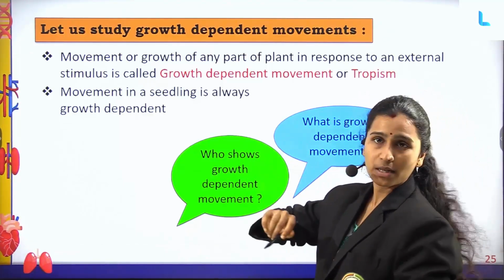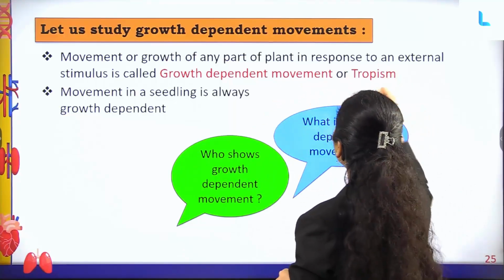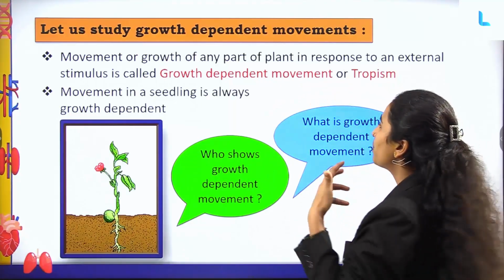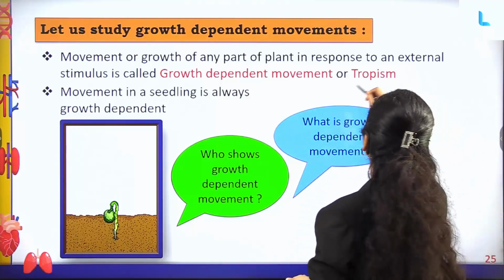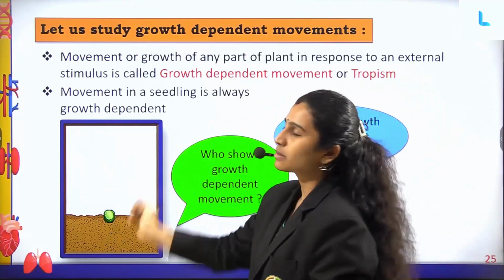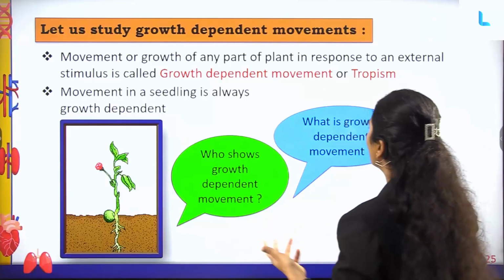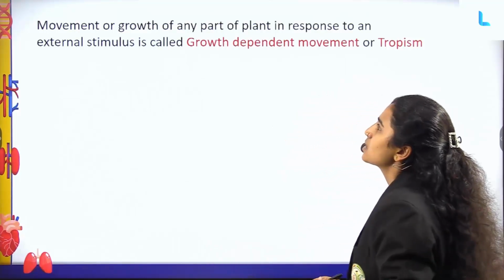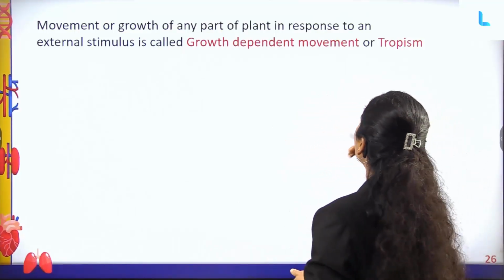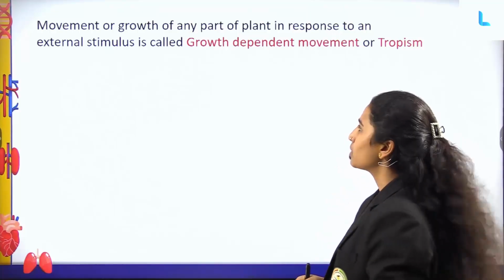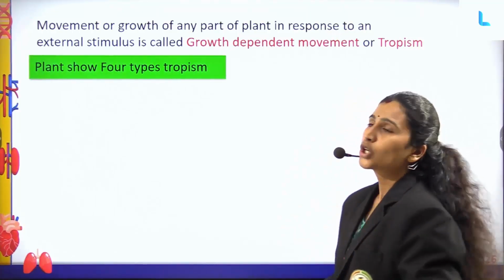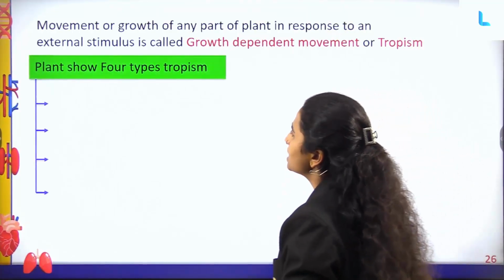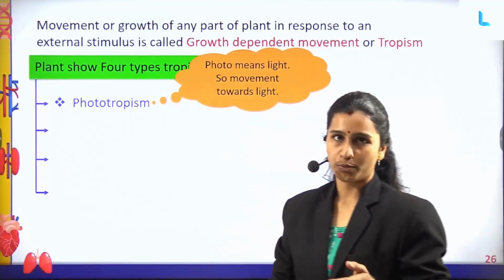So what is growth dependent movement? It is movement or growth of any part of the plant which will give response to the external stimulus. It is the movement of growth which is shown by a plant. So movement or growth of any part of plant in response to external stimulus is called growth dependent movement or tropism. So plants will basically show four types of tropisms.